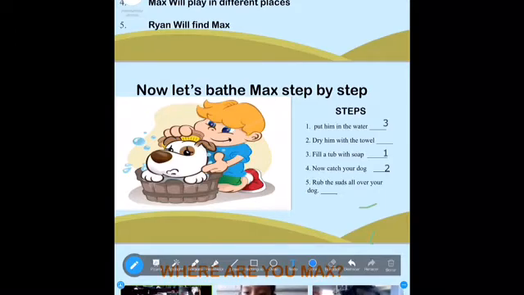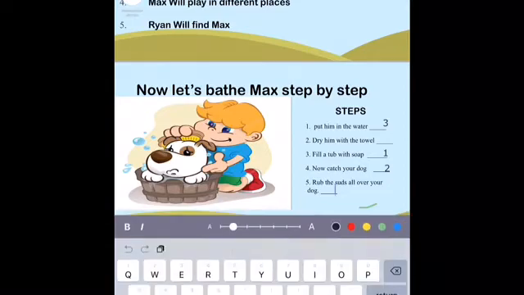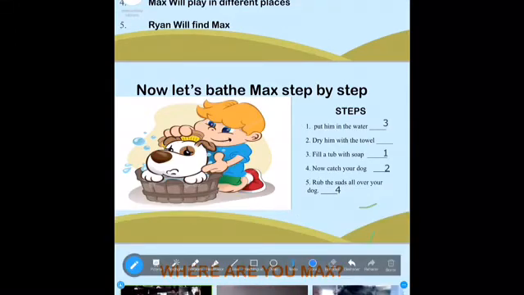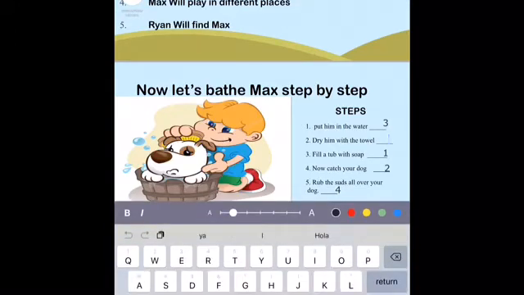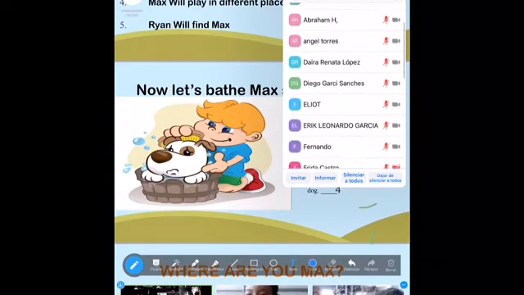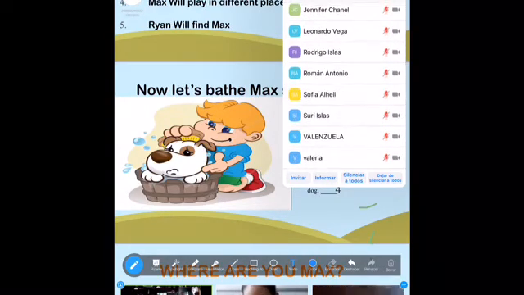Is the number 2 or 5? No, the number 4 is 5. Exactly. Rub the suds all over your dog. This is the number 4. Okay, and finally, guys, the number 5 is dry him with a towel. Okay, so this is the number 5. Yes? Okay, guys, very good. Now, let's continue.